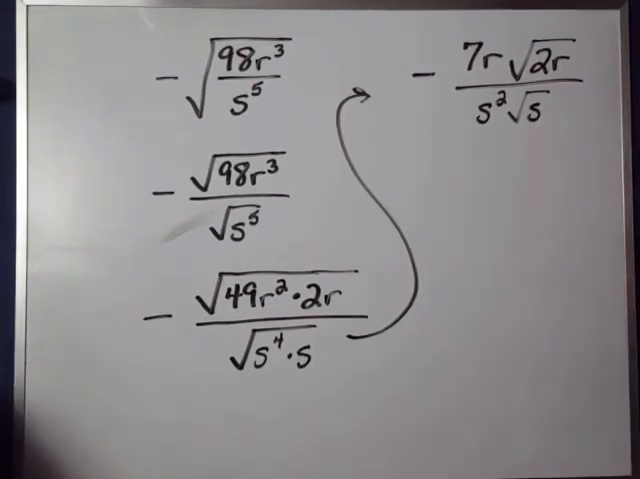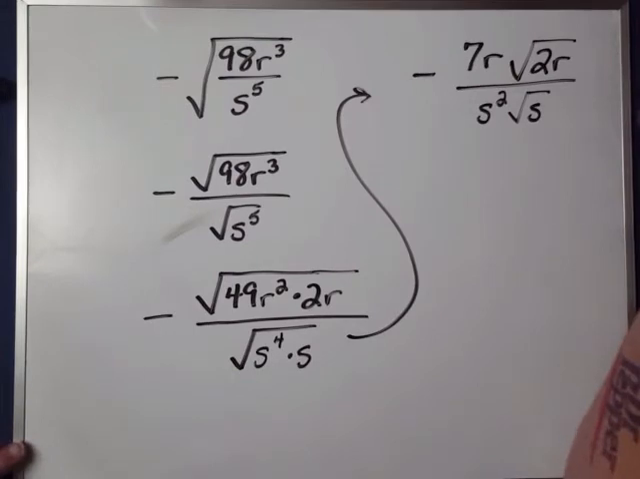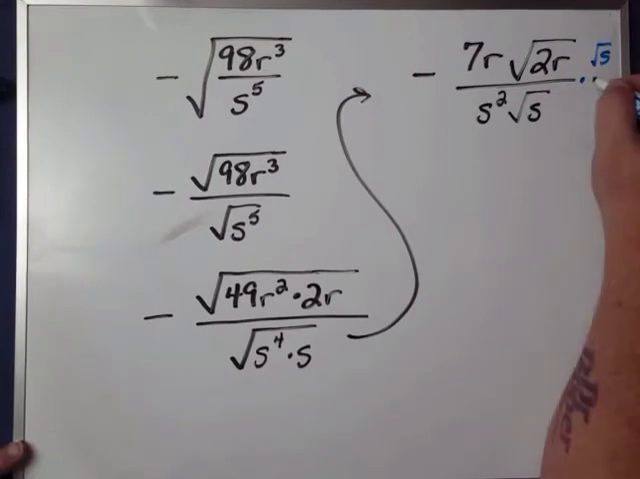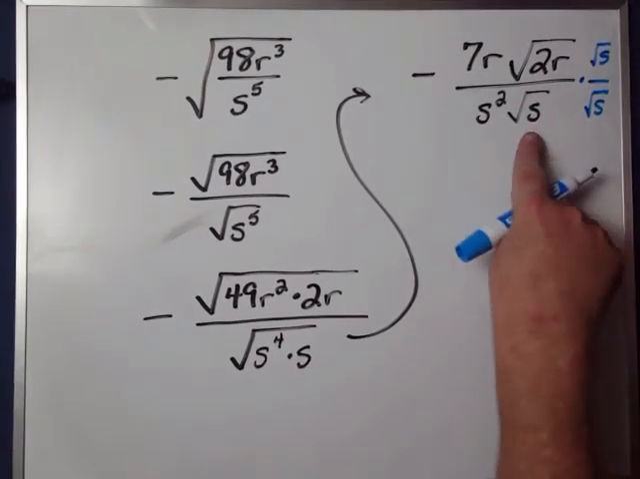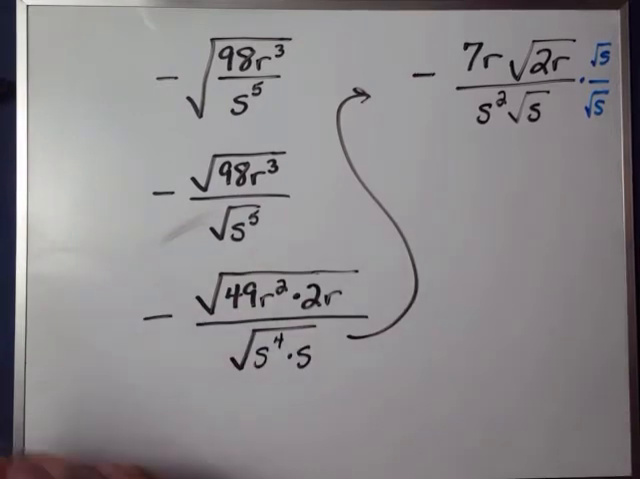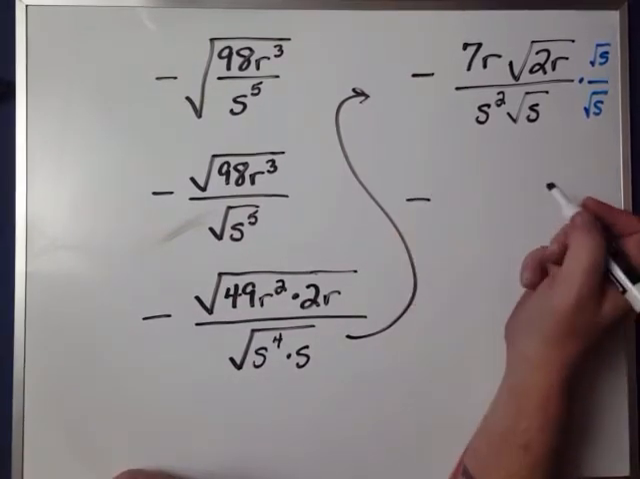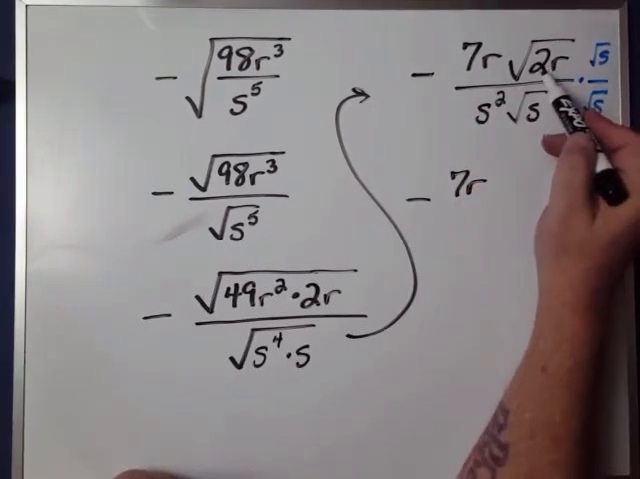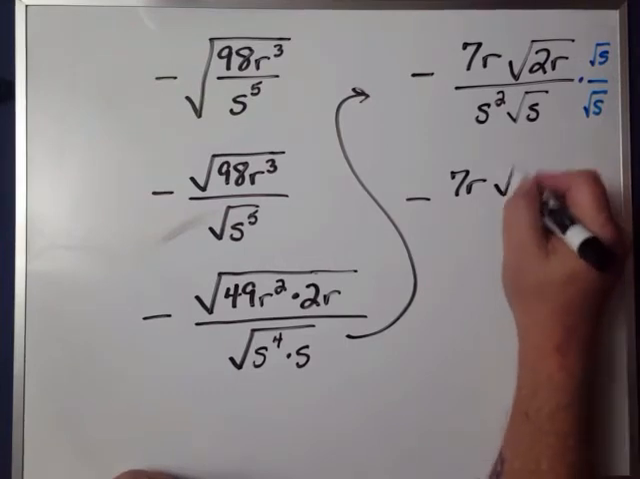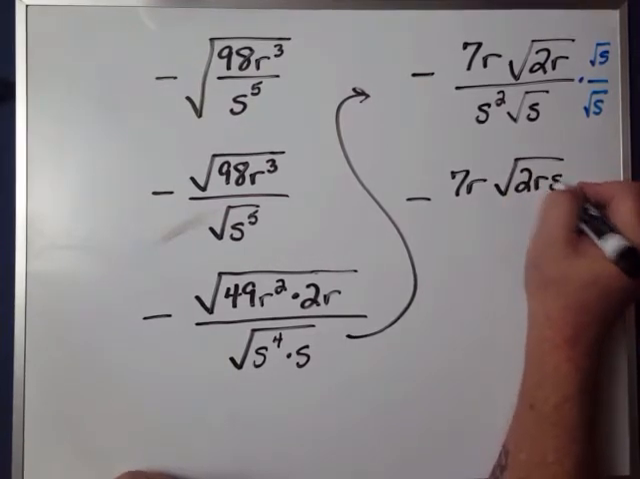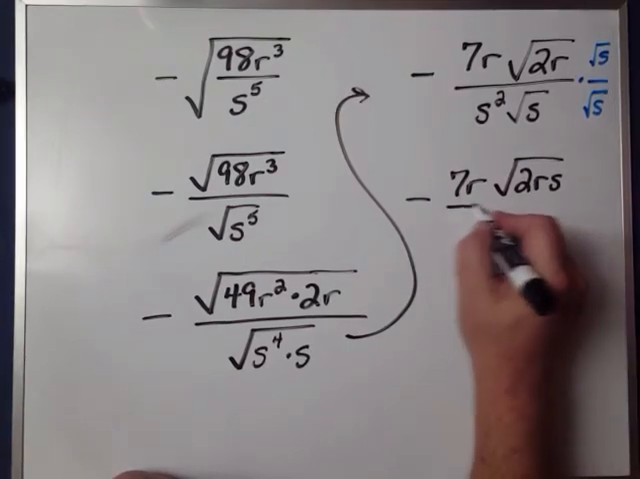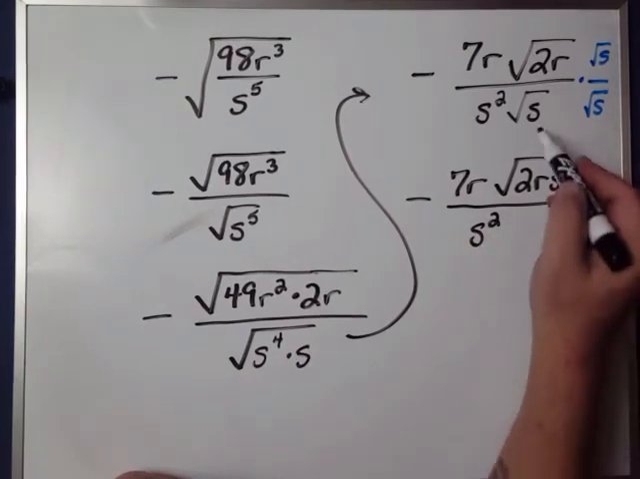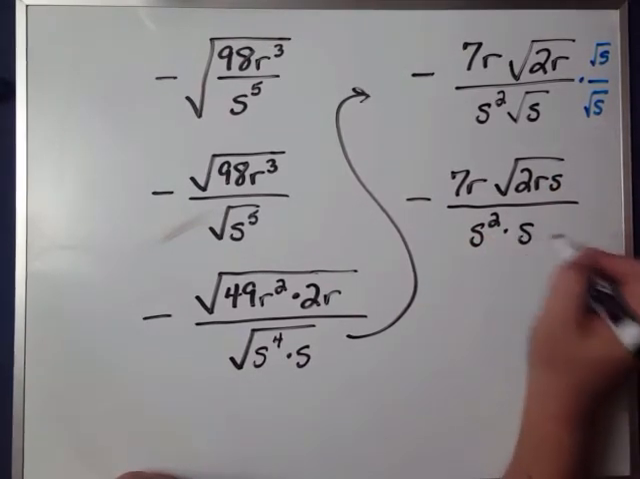Now we want to think about rationalizing this denominator. We can do that multiplying the top and the bottom, I'll squeeze it in here, by the square root of just s. That's all we need to rationalize is this square root of s. So we've got our negative. We've got our 7r. And square root of 2r times square root of s is square root of 2rs. Over, we've got our s squared, and the square root of s times itself is just s.